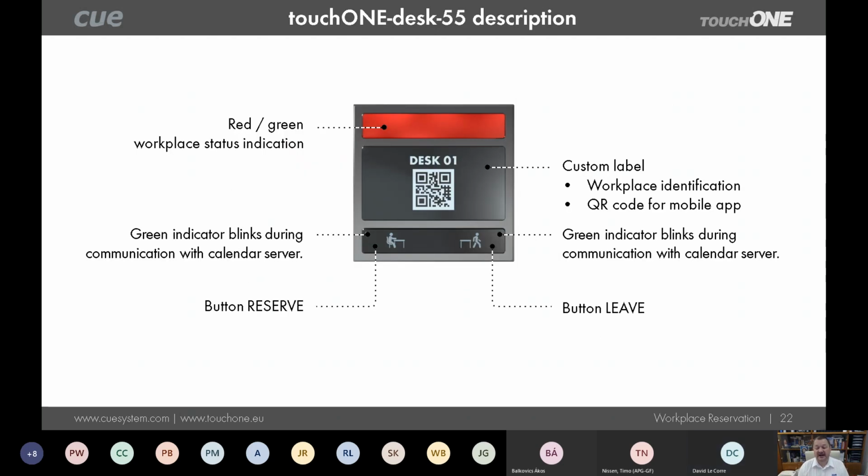So going next. Here is a description of touchONE Desk 55 interface. So LED bar on the top showing you typically green or red color, depending on the status. Middle part is dedicated to a QR code, or if you want a custom label for interface. And the bottom part is about extra indicators and the buttons for ad hoc reservation or leaving the place.